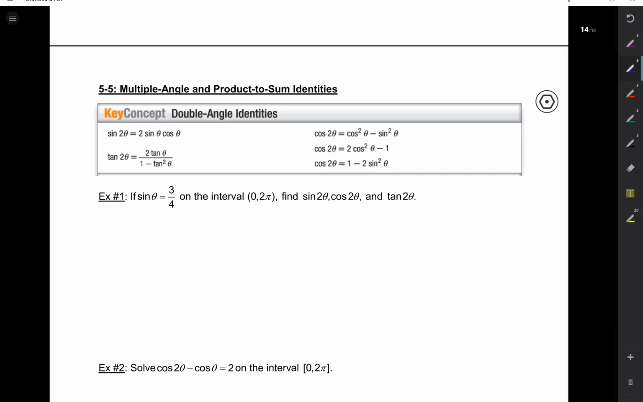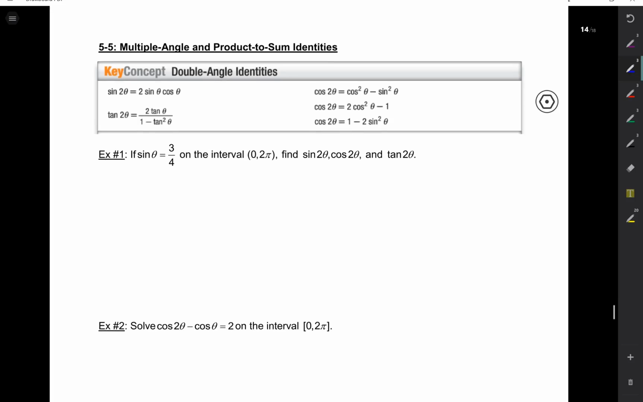Okay, so one more time. In this section, you don't have to memorize any of the formulas or any of the trig identities. I will give you a sheet to use on the test.